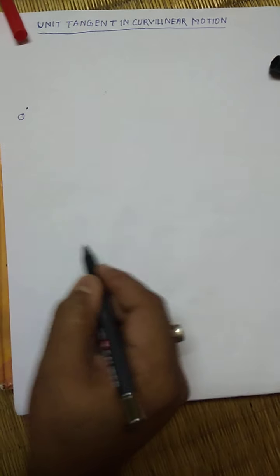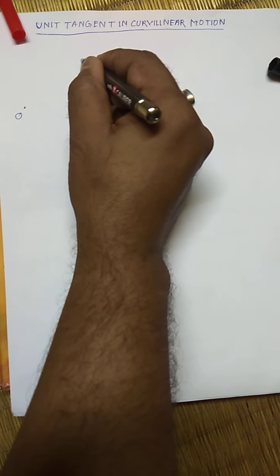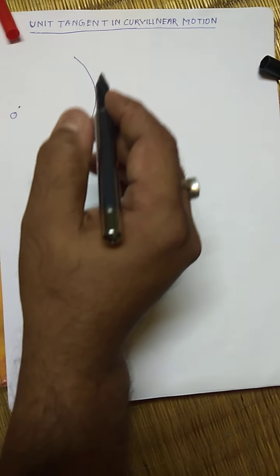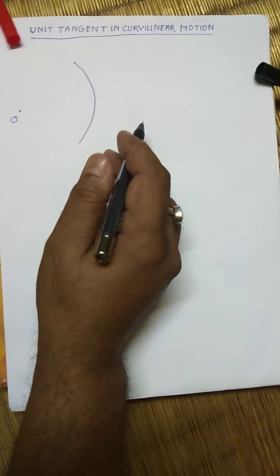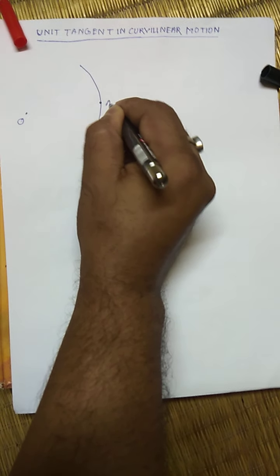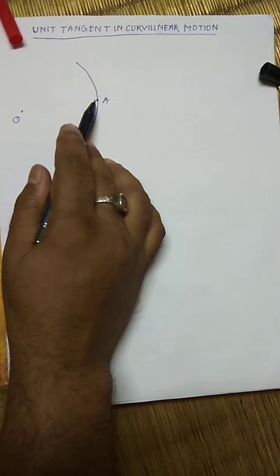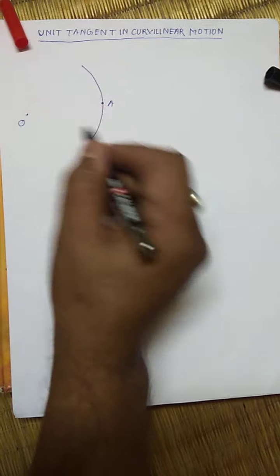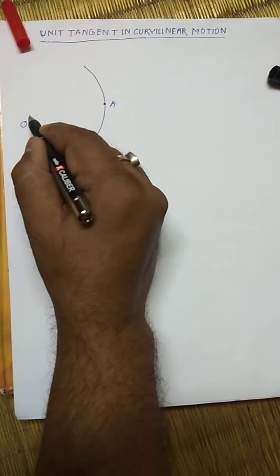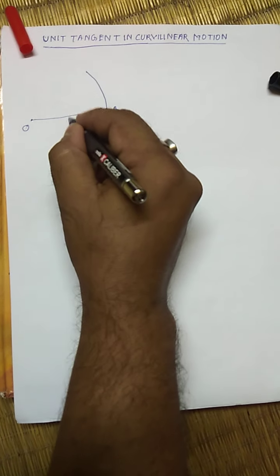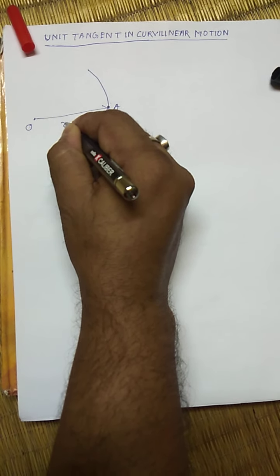Let O be the origin. This is a curved path followed by a particle. The initial position of the particle is A. The position vector of point A is vector r. Thus we can write OA vector is vector r.